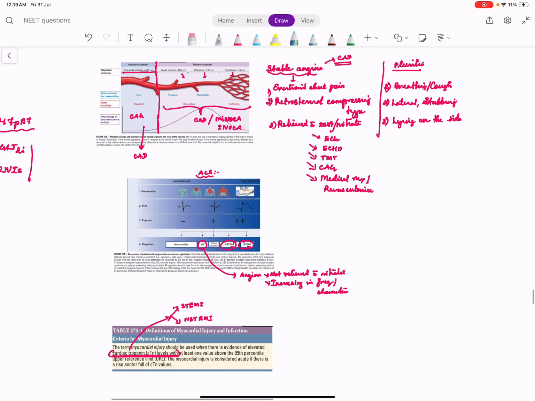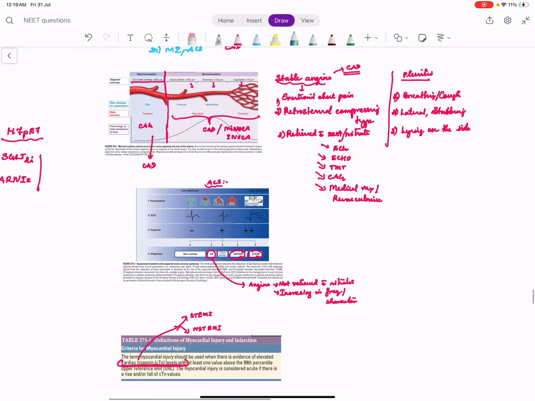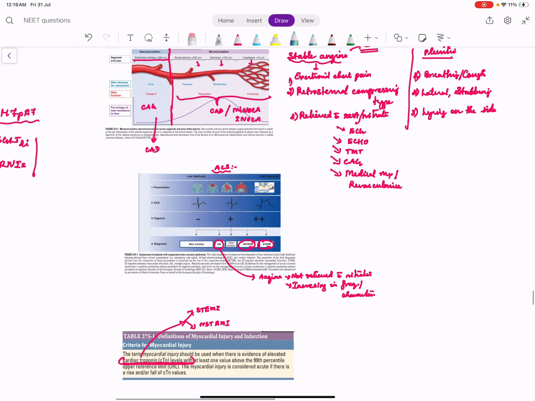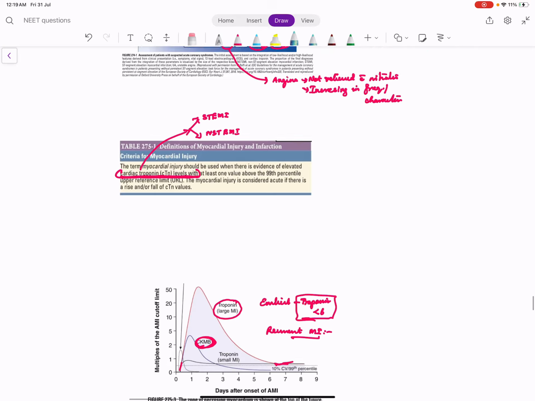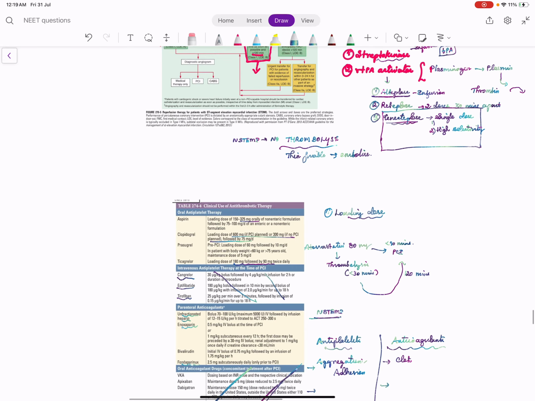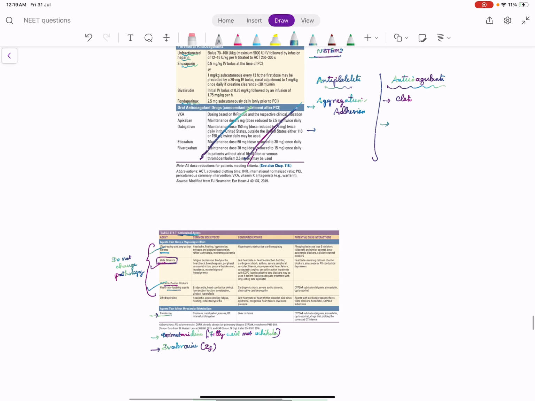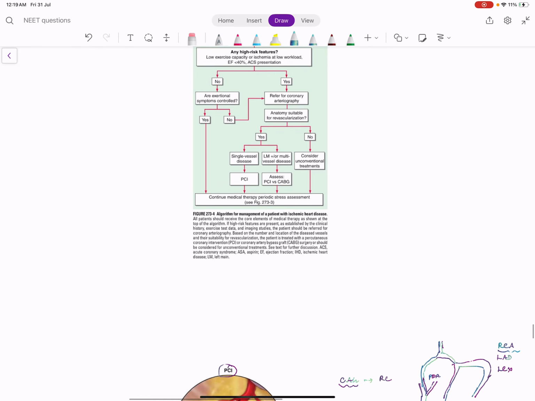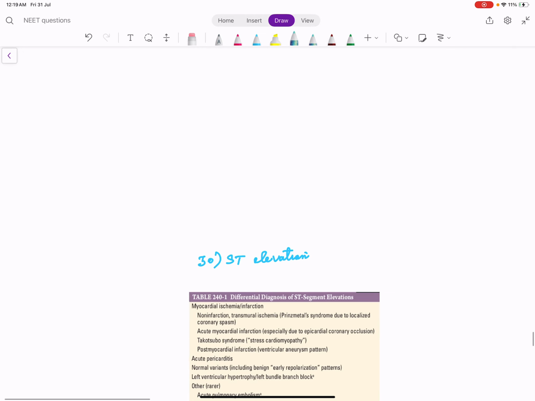So we just started about the epicardial coronaries versus the small vessels. We discussed about acute coronary syndrome, STEMI versus NSTEMI pathway. We discussed something about antiplatelets, anticoagulants, and about PCI versus CABG.